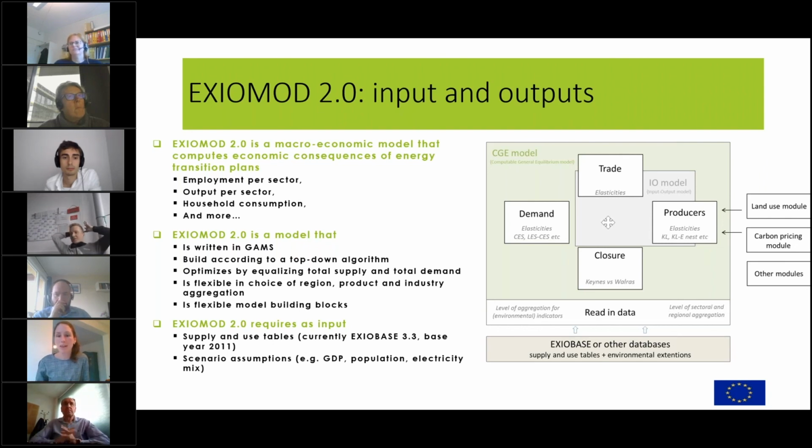And what this model does, it calculates how this change in one sector basically waves through the rest of the economy. So one of the strengths of this model is that it has quite an elaborate underlying database, which is called ExioBase. The model allows to, in a flexible way, deal with this database.